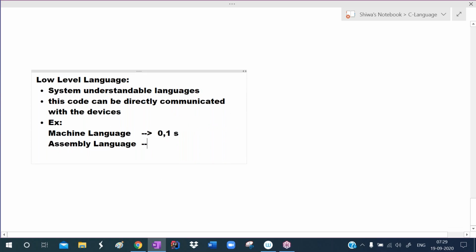And assembly language means instead of writing zeros and ones, we use some mnemonics like English words. For example, for addition, we use the mnemonic ADD. To move from one place to another, MOV. For subtraction, SUB. For division, DIV. Like this, we use some mnemonics to write the code. Some code we can understand, some code we cannot understand.